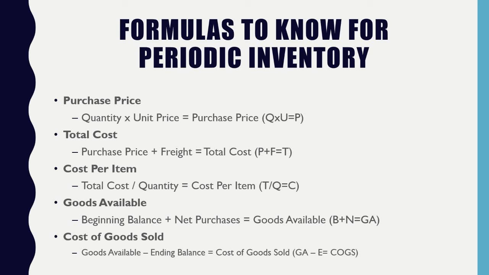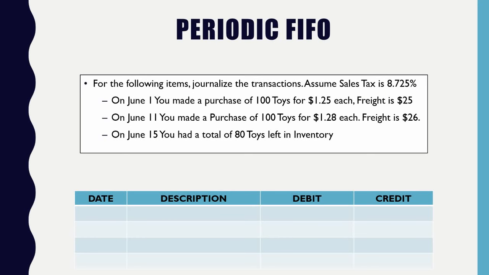And then goods available. Now, this part's not going to make sense now, but it will when we dive into the table. Okay? Goods available is your beginning balance plus your net purchases, and your cost of goods sold is your goods available minus your ending inventory. Okay? So once again, these two formulas are not going to make sense until we take a look at the worksheet. So let's dive right into the example here.